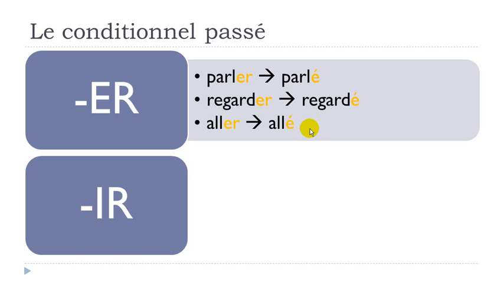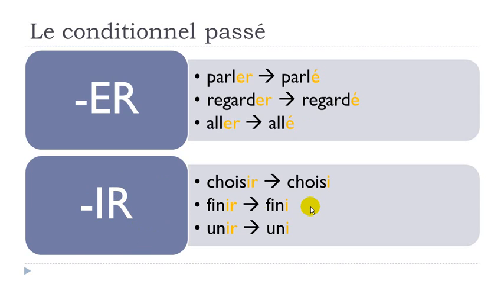Second group of verbs, so regular verbs, not all the er verbs, okay? Quite easy as well. Let's take choisir. Choisir is to choose, okay? Ir, like that, and it will become i. Finir, to finish or to end, ir, and it will become i. Unir, to unite, ir, and it will become i. So it's quite easy, okay? Choisir, choisi, finir, fini, unir, uni.